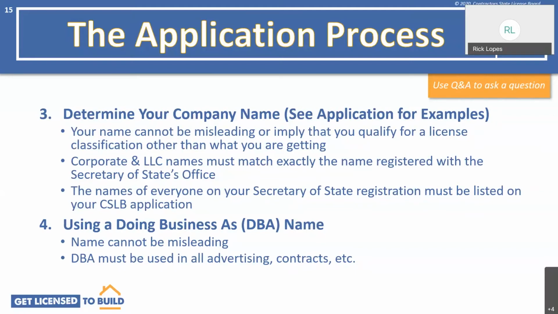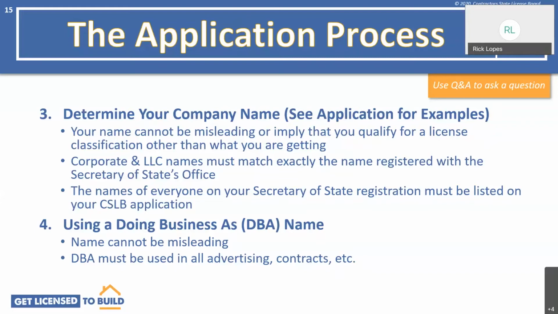Corporate and LLC names must match exactly the name that you've got registered with the California Secretary of State's office. Also, the names of everyone on your Secretary of State registration must be listed on your CSLB application. Again, that's for corporations or LLCs, not for sole ownerships. So again, the names must match exactly with what's at the Secretary of State's office, and the name of everyone on your Secretary of State's registration must be listed on your CSLB application.